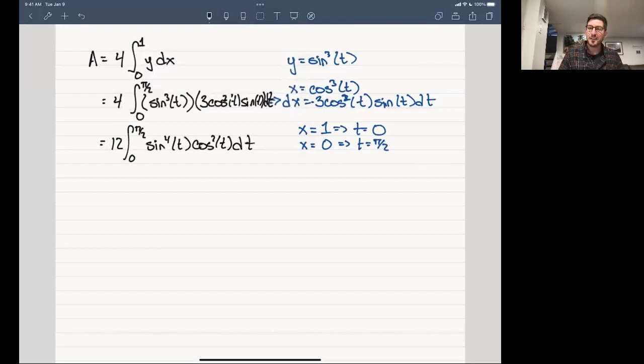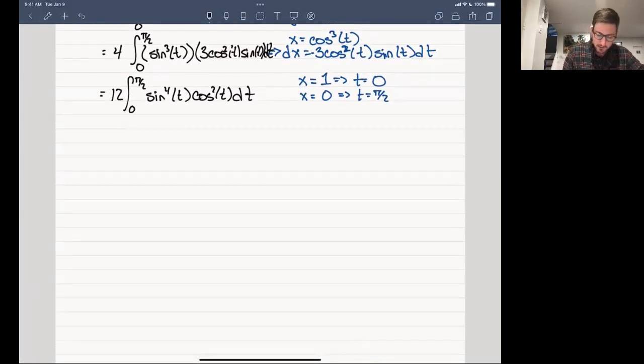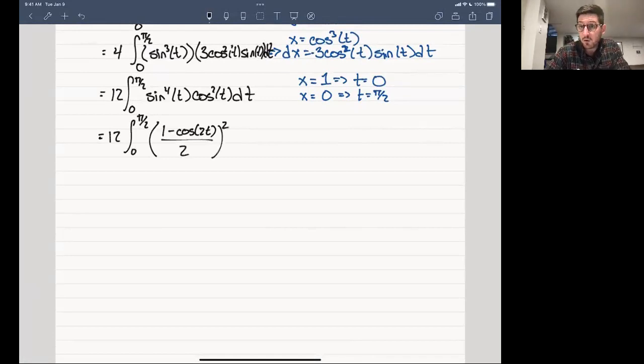Now, I hope you haven't forgotten some of your integration techniques, in particular these trigonometric integrals. We remember when we have even powers of sines, we are going to use double angle formulas here. So we get 12 and then 0 to pi over 2. And this is going to be substituting for sine squared. So we have 1 minus cos of 2t divided by 2 all squared. So sine to the 4 is sine squared squared. And then 1 plus cos of 2t divided by 2, which is just the cos squared double angle formula, right?